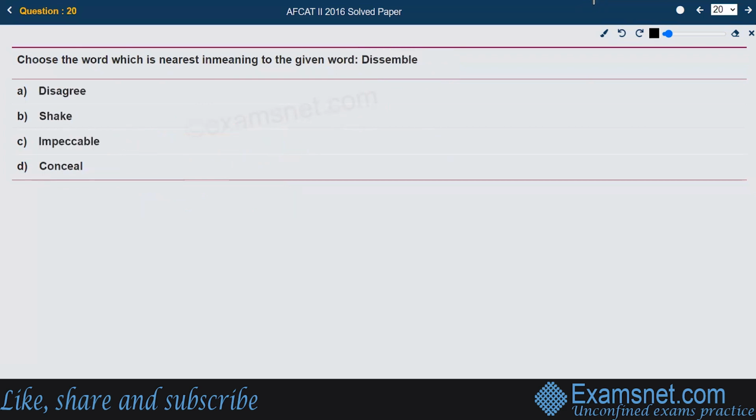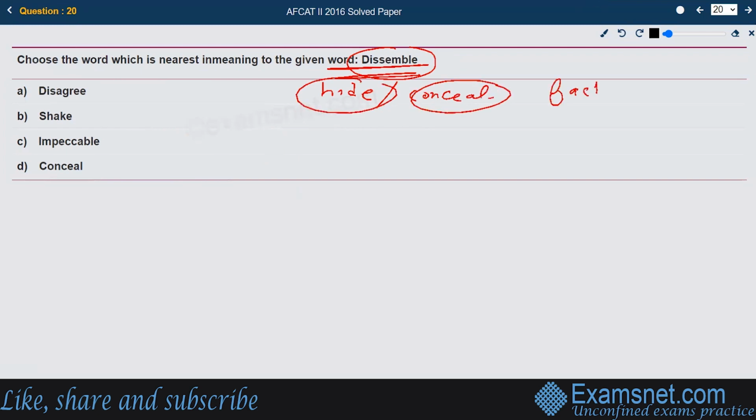Next, choose the word which is nearest in the meaning to the given word. That is where again we are supposed to find out the synonym. Okay, the word is dissemble. If you know the meaning of dissemble, the meaning of dissemble is to hide something, or conceal something, a fact. Something could be a fact, something could be a human being, something could be anything. Okay, so let us look at the options.